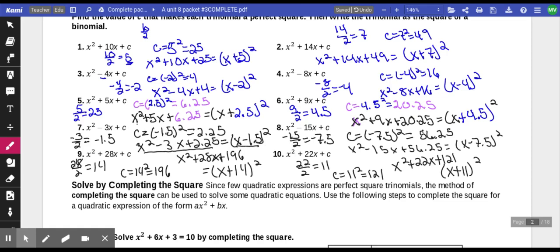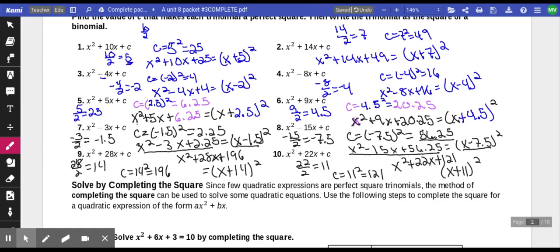8, I do negative 15 divided by 2, which gives me negative 7.5. Square that, which gives me c equals 56.25. So my expression is x squared minus 15x plus 56.25. That factored is x minus 7.5 squared.